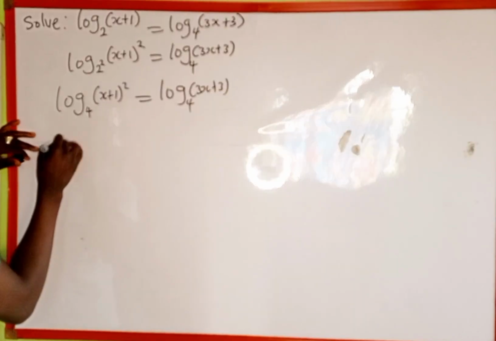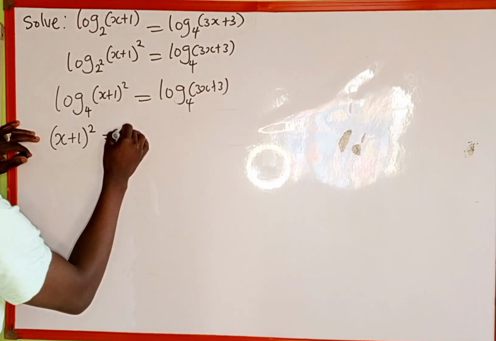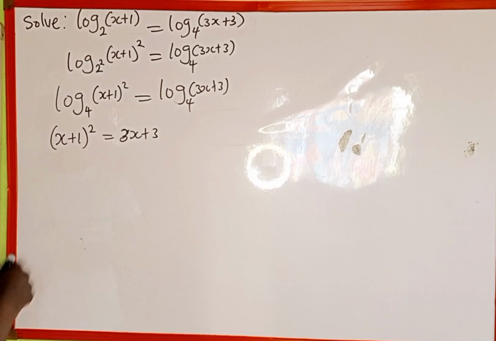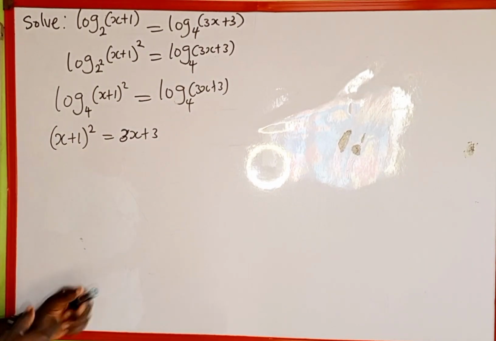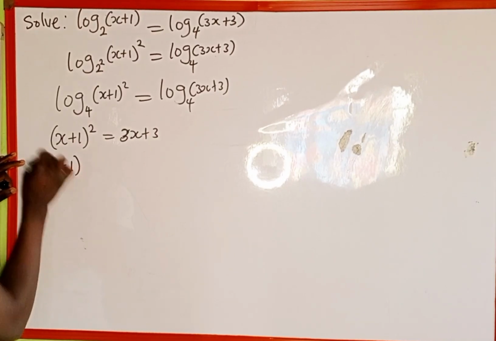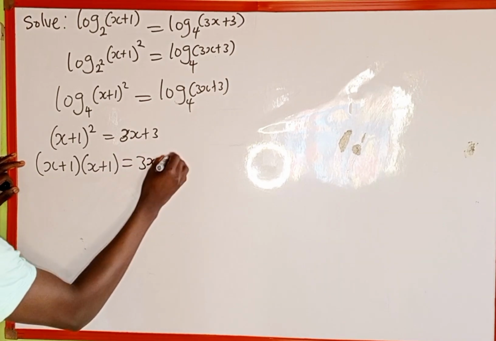So the first term is what? x plus 1 raised to the power 2, which is equal to 3x plus 3. So the next thing we're going to do is to recall that x plus 1 raised to power 2 is the same as x plus 1 multiplied by itself. So this is going to be what? x plus 1 then multiplied by x plus 1, which is equal to 3x plus 3.